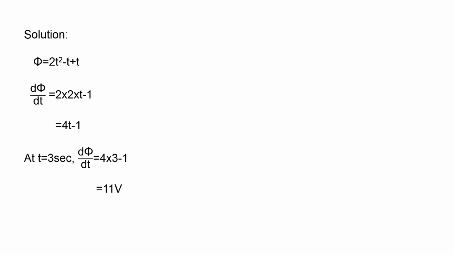So at time t equal to 3 seconds, d phi by dt is equal to 4t minus 1. T value is 3 seconds, so 4 into 3 minus 1, which gives 11 volt. So the answer is option D, 11 volt.